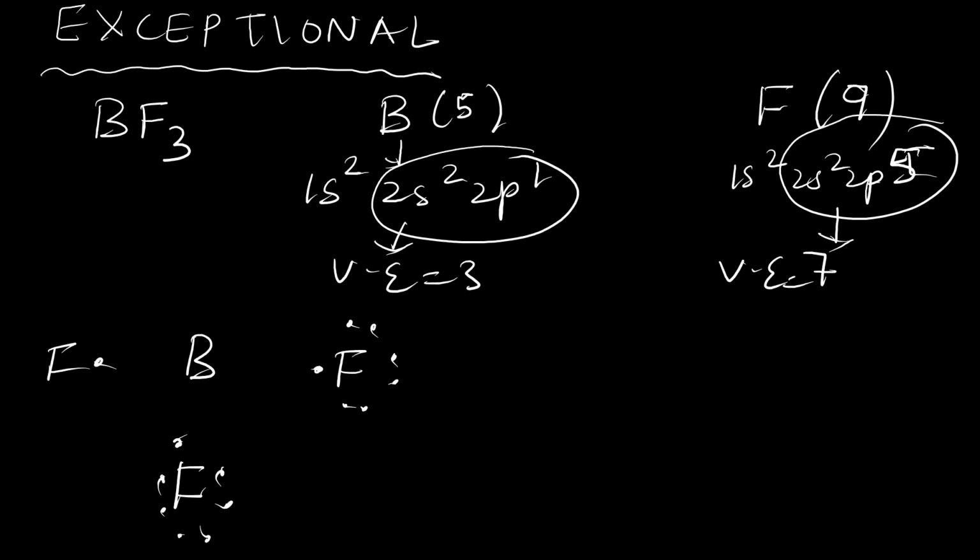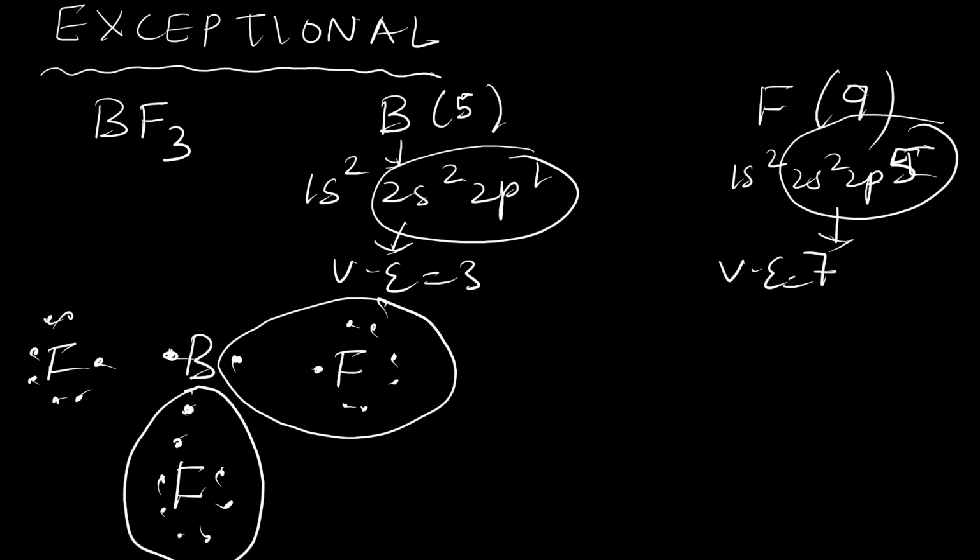So only the shared electron will be between two atoms. The other electrons we can write this way. And boron has 3 electrons in its valence shell. So this is how we write. So this fluorine will complete its octet. This fluorine will complete its octet by sharing 1 electron with boron.